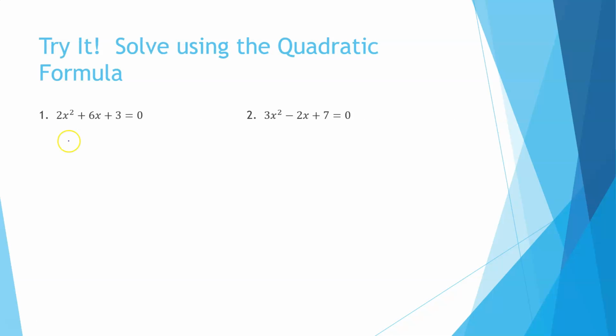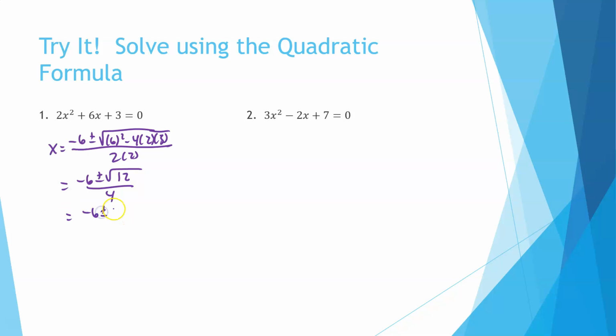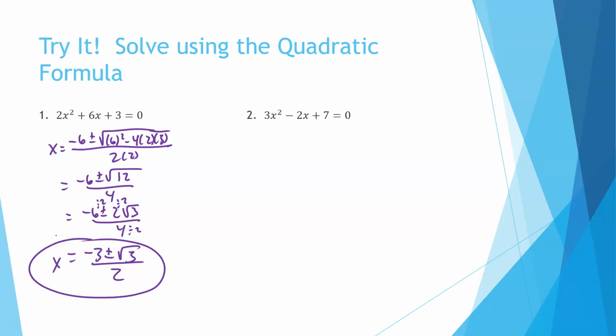Okay, so I didn't write out the work here, but you should have had x is equal to -6 plus or minus the square root of 6 squared minus 4 times 2 times 3, all over 2a. That would have gotten you -6 plus or minus the square root of 12 over 4. The square root of 12 was the same as 2 root 3 over 4. In this case, you should have seen that all three of these numbers were divisible by 2, and you could have gotten -3 plus or minus root 3 over 2. Okay, so that's the one way you could have written it. You could have also broken it apart.